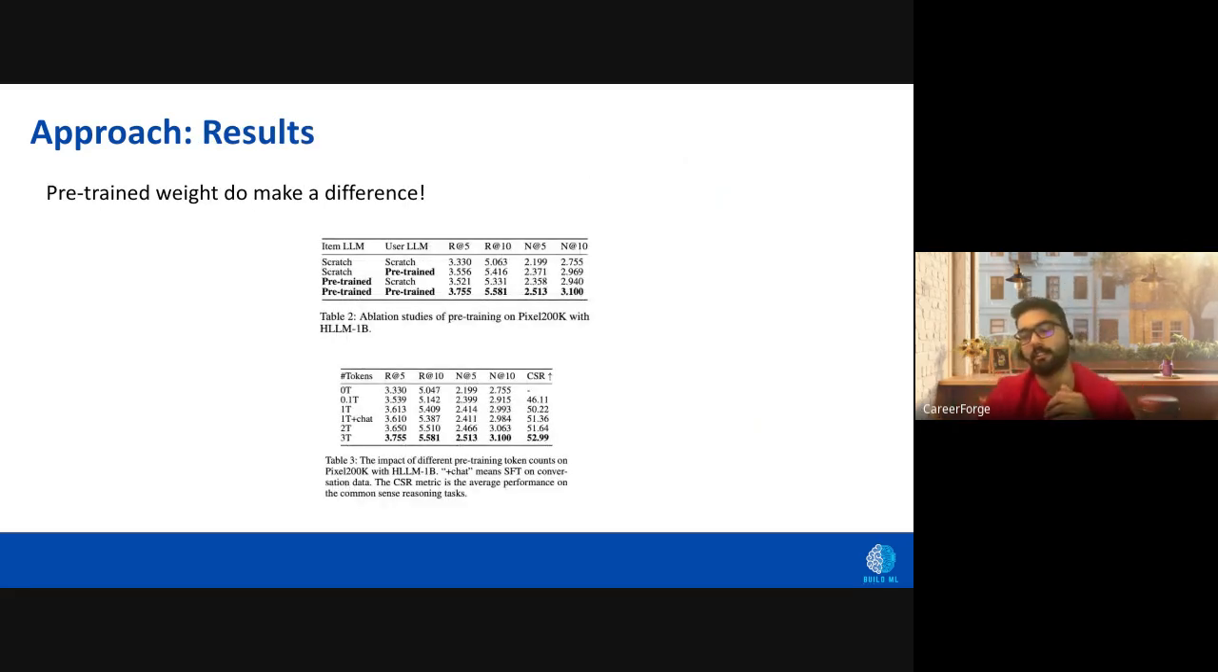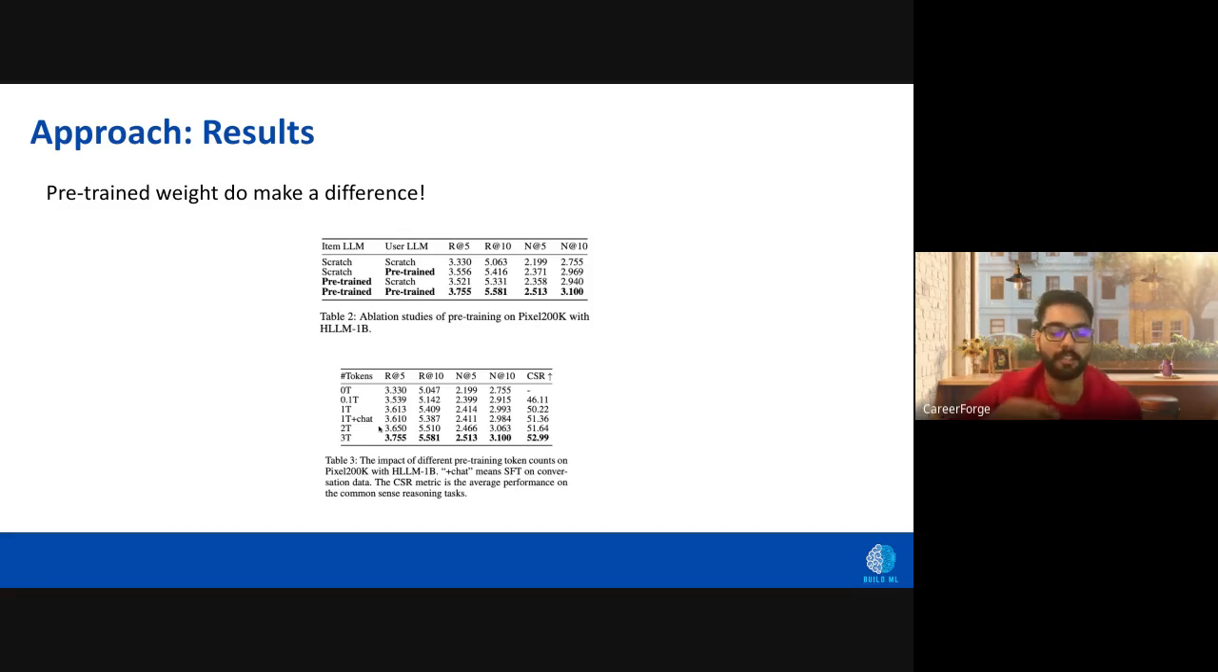And in terms of results, quickly going over them, what they're essentially saying is the pre-trained weights do make a difference, in the sense that LLMs do encapsulate world knowledge, and that world knowledge does make a difference to the recommendations that are made. How they're doing it is by using the models, the tiny LLM models, with weights that are randomly initialized versus weights that are pre-trained, and we can clearly see that if you use the pre-trained weights, the performance is much better.